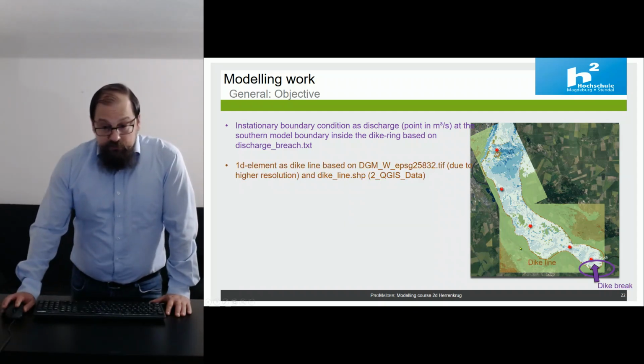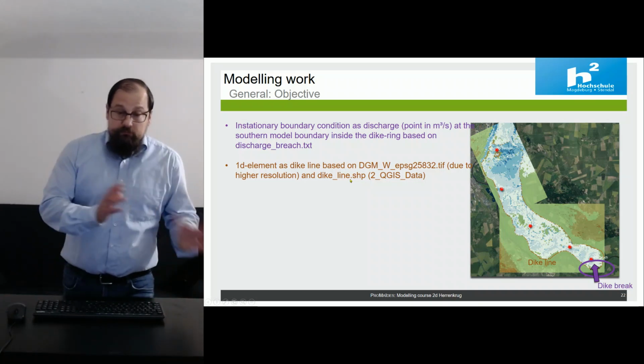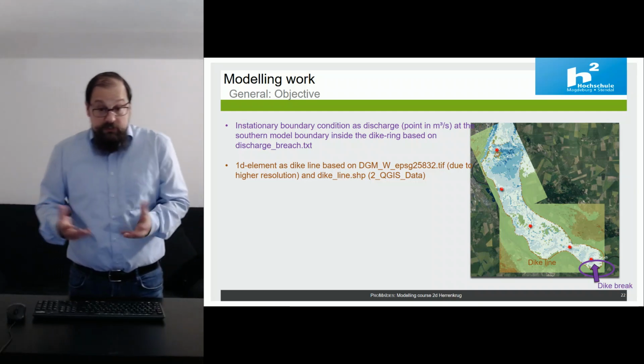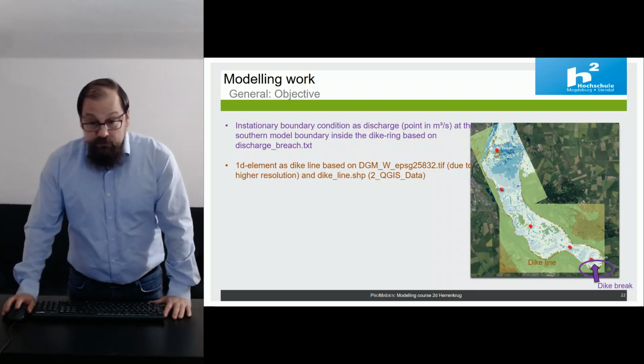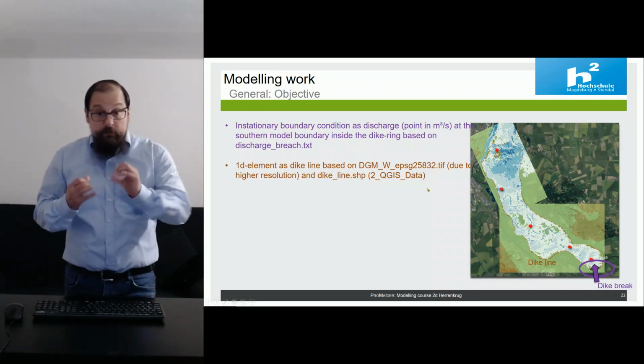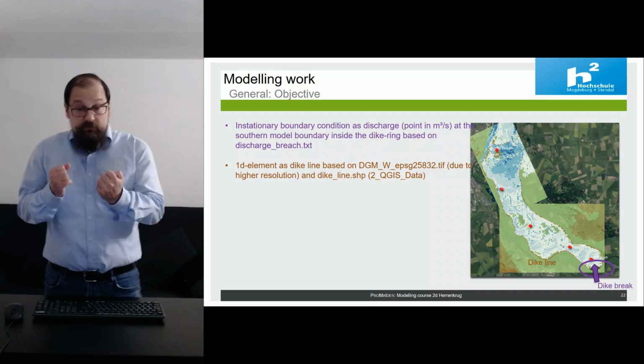We will have to set our dike line, our 1D element, which you see here in the brown color. If you look at the GIS data, there is already a dike line shape available. If you start at the first step, then you have to produce this dike line shape. If not, you can use the available dike line shape. This will be based on the DGMV, because there we have a higher resolution. There you will really see the heights of the dike.